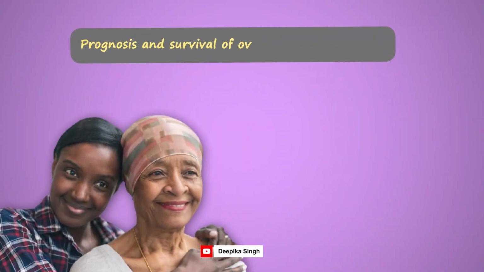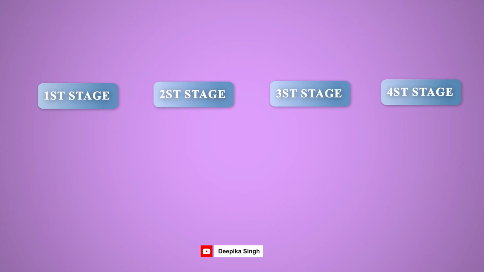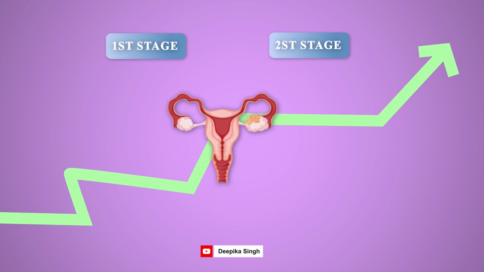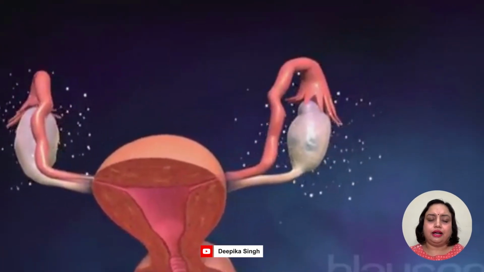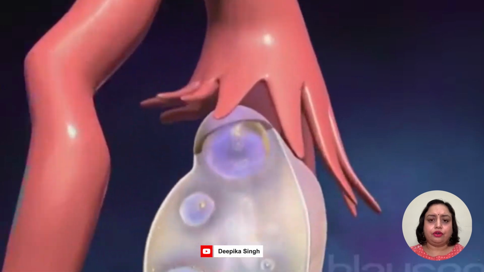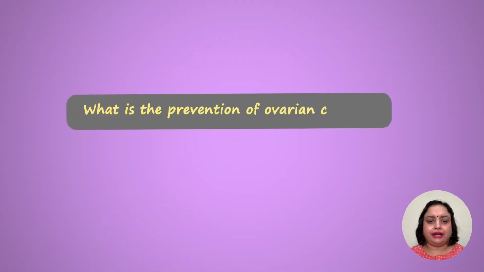Some advanced treatment options are targeted therapy and immunotherapy. Targeted therapy uses drugs that specifically target cancer cells without harming normal cells. Prognosis and survival of ovarian cancer patients largely depend on the stage at which it is diagnosed. If diagnosed in early stage, when the cancer is confined to the ovary, the survival rate is much higher. However, because ovarian cancer is often diagnosed at a later stage, the survival rate for advanced ovarian cancer is very low.